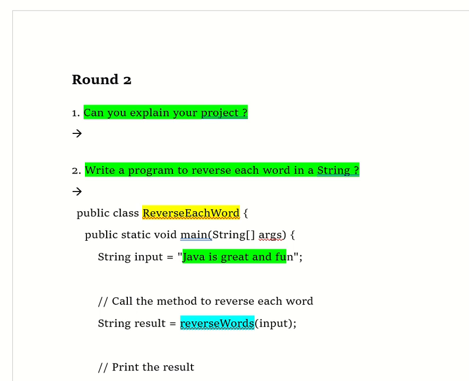In the last video, we discussed the round 1 interview question for the role of automation engineer asked in Cognizant. In this tutorial, we discuss the round 2 interview questions. So, the first question is, can you explain your project? For this question, I made a video you can watch from my video section. So, moving to the next question: write a program to reverse each word in a string.